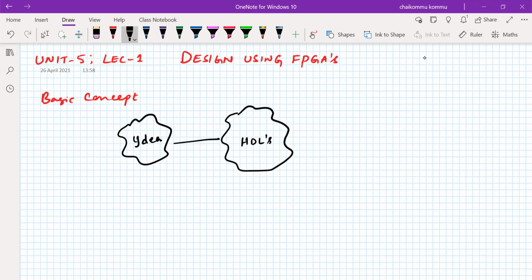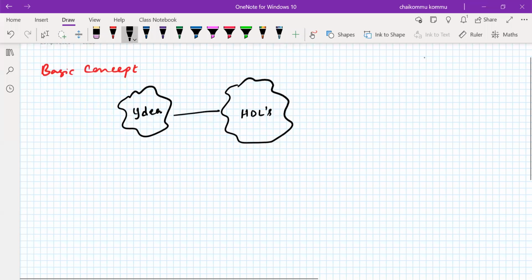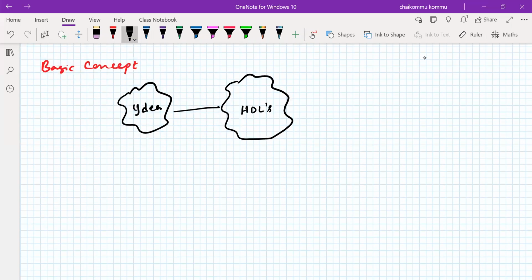Since, as the complexity increases, it is very difficult to design circuits, by using HDLs it is possible to implement your circuits in a better manner when compared to the conventional approach. So with the help of HDLs, we are designing our circuits. In that process, we have simulated our design, that means verified our design.